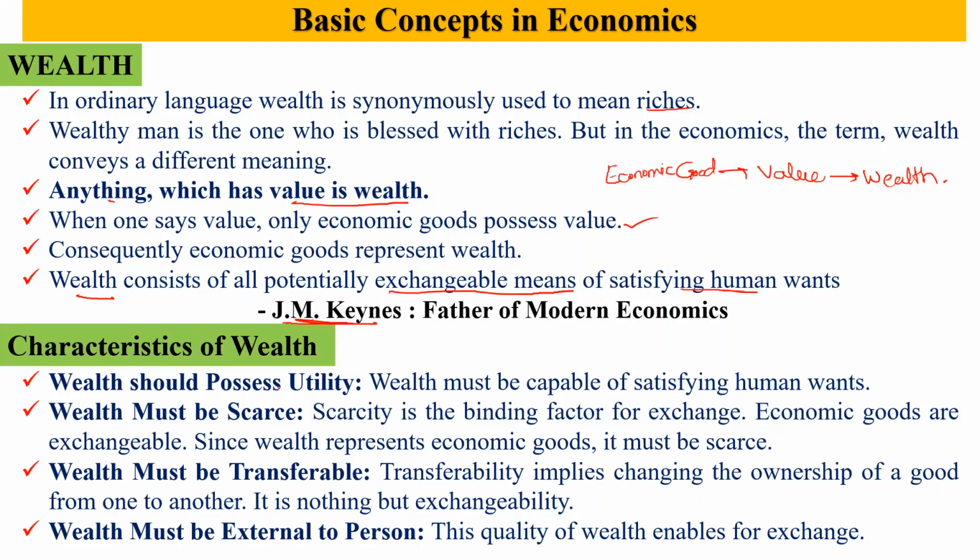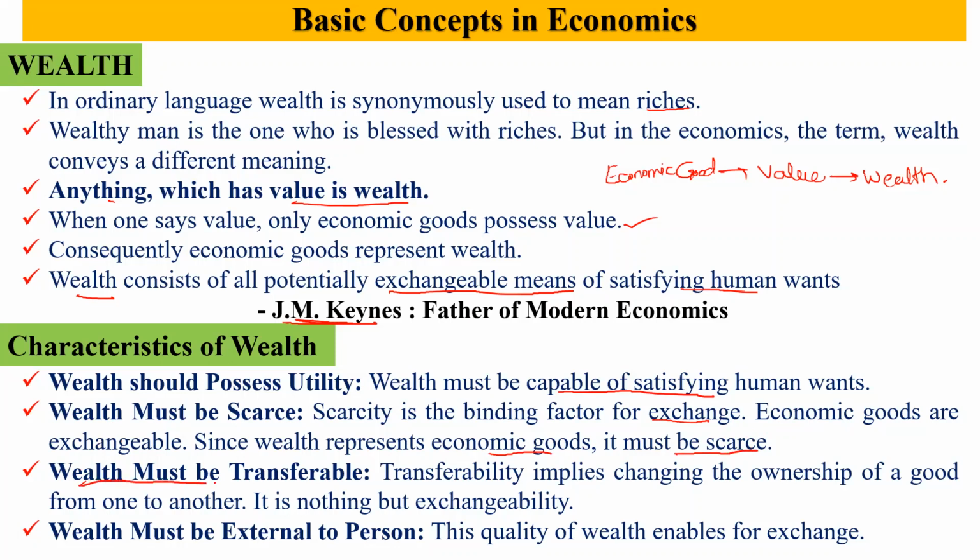Then there are the characteristics of wealth. As we have seen the characteristics of utility, these are the characteristics of wealth. First, wealth possesses utility, that is, it should be capable of satisfying human wants. Next, wealth must be scarce. Just as we have seen that goods have value when they are scarce, likewise wealth must also be scarce. That is, scarcity is the binding factor for exchange. Economic goods are exchangeable. Since wealth represents economic goods, it must also be scarce in nature.